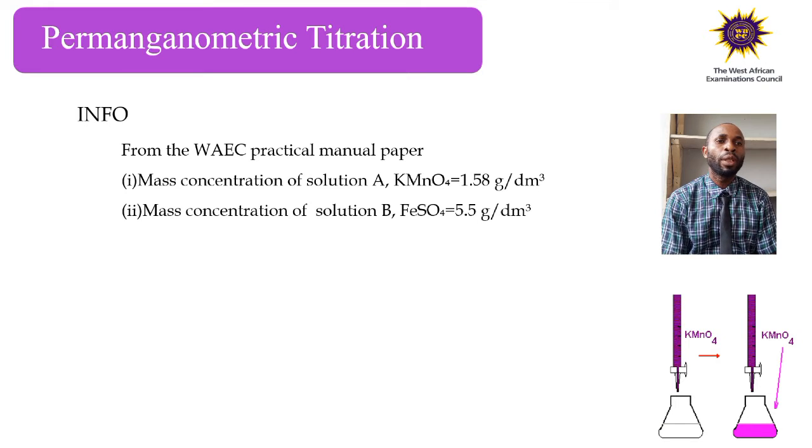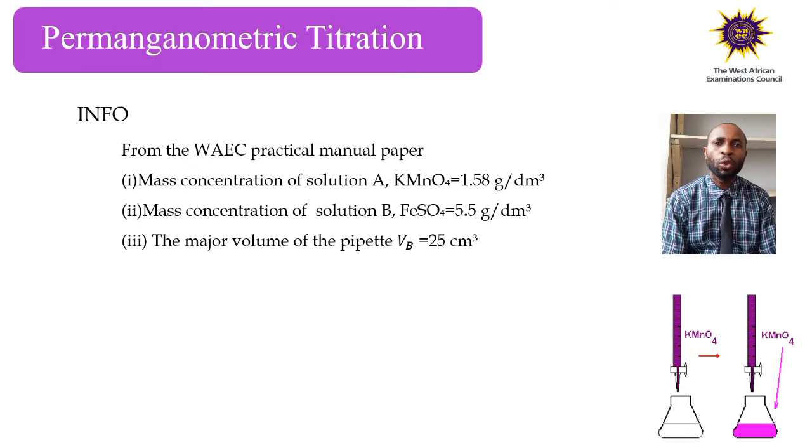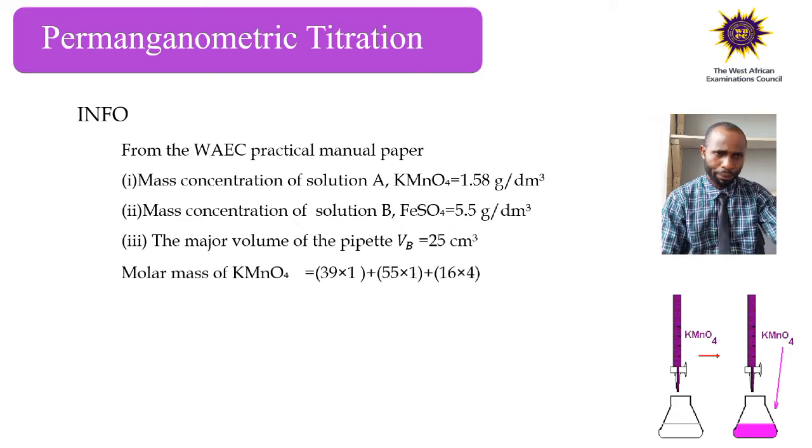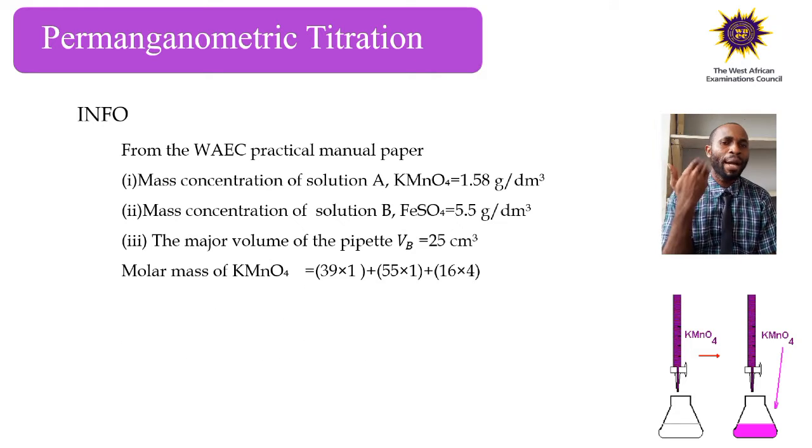The same thing goes for solution B. They say 5.5 gram is going to be dissolved in 1 dm³. So if you have 5 students, you can serve. The volume of the pipette is 25 cm³, although some schools will use 20 cm³. From this idea, we need to find the molecular mass of the purple KMnO4. I am sorry to be using KMnO4 for it.